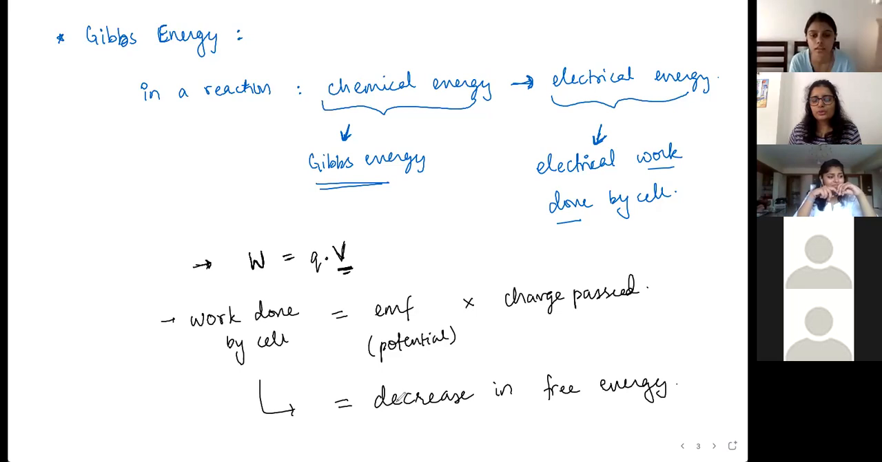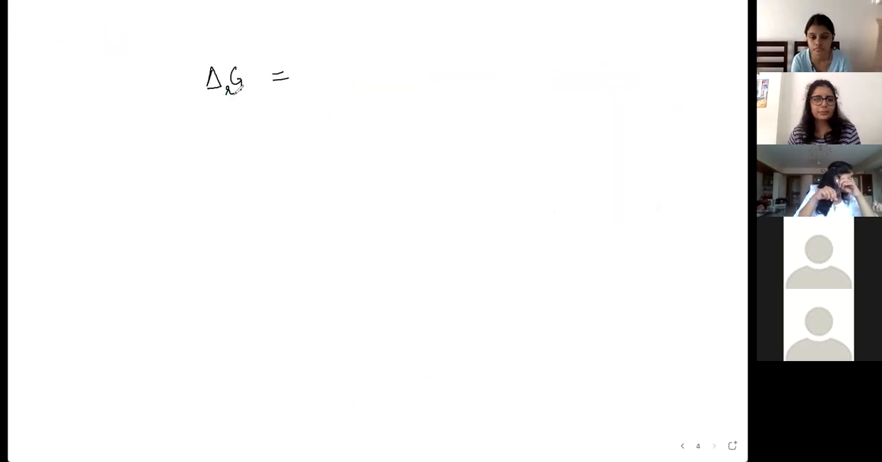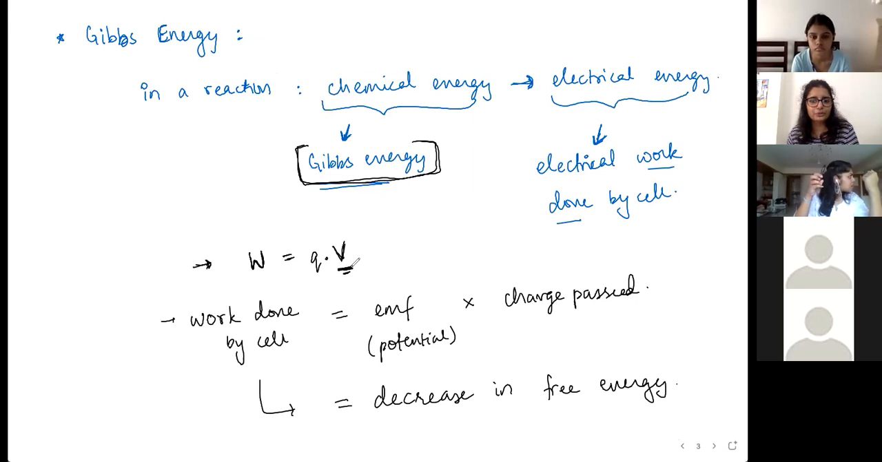So let's see what is the maximum amount of electrical energy that a cell can produce. Maximum amount of work means it can use up all of the Gibbs energy and convert all of it into electrical work done. So work done by the cell, I'm putting delta G, because it's using up all of the Gibbs free energy, is equal to V into Q. So let's substitute the values that make sense in this situation.